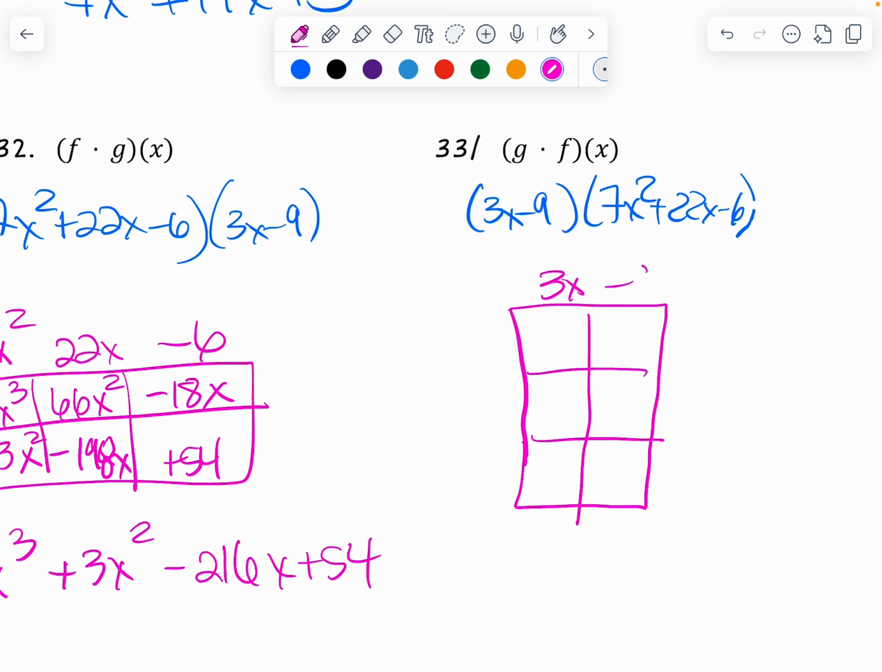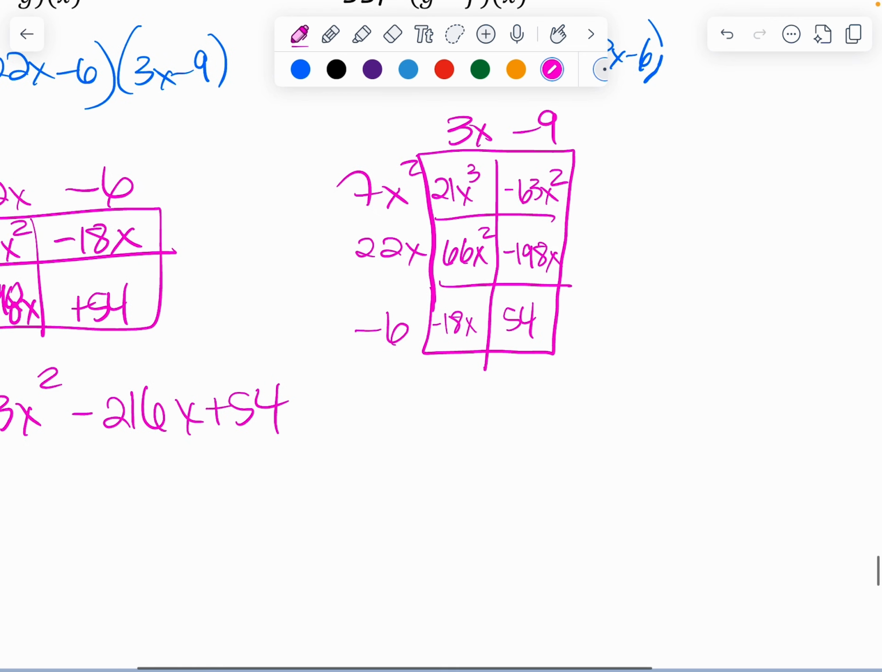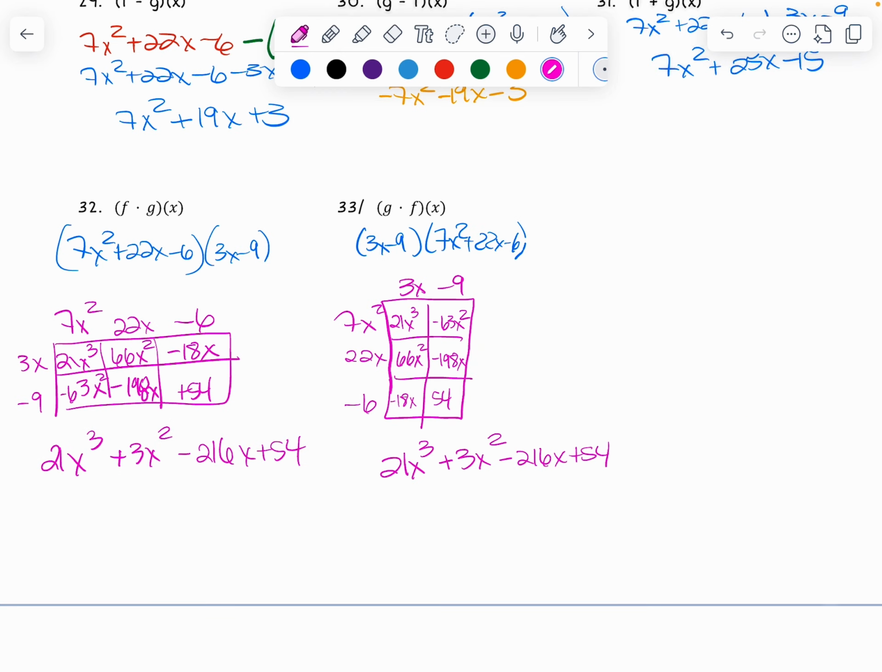Okay, so now this time I'm going to do the same thing, but this time I have the 3x minus 9 here, the 7x squared, 22x, and minus 6 on this side. So 21x to the third minus 63x squared, 66x squared, and negative 198x, and this one's negative 18x, and this gets me 54. Do you notice how they come out to the exact same thing? Because multiplying is a commutative property.